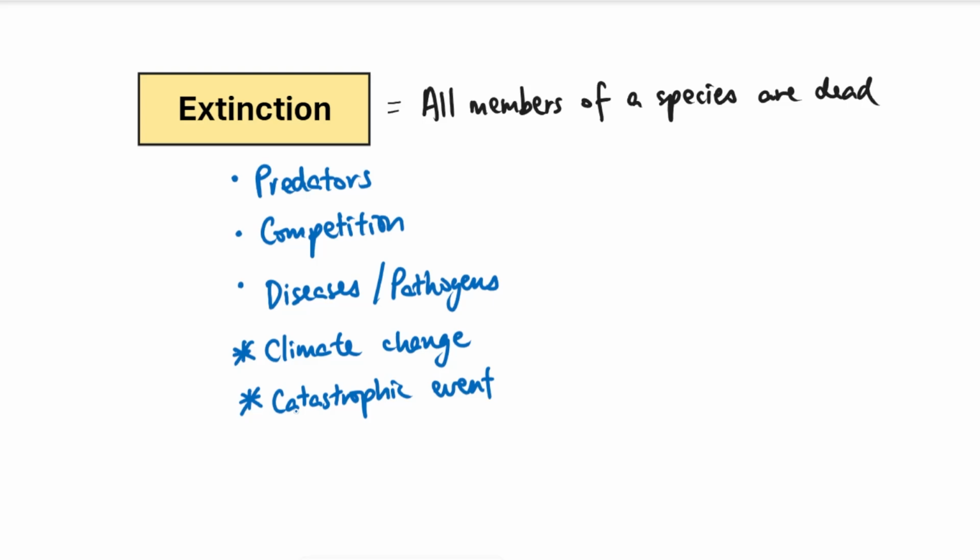But in particular, climate change and that catastrophic event may be causes of mass extinctions in the past, but otherwise, new predators, competition, and diseases are the usual major reasons for extinction. And you will be asked, sometimes in exams, to give, for example, 2 reasons for extinction. So just remember any 2 off this list.